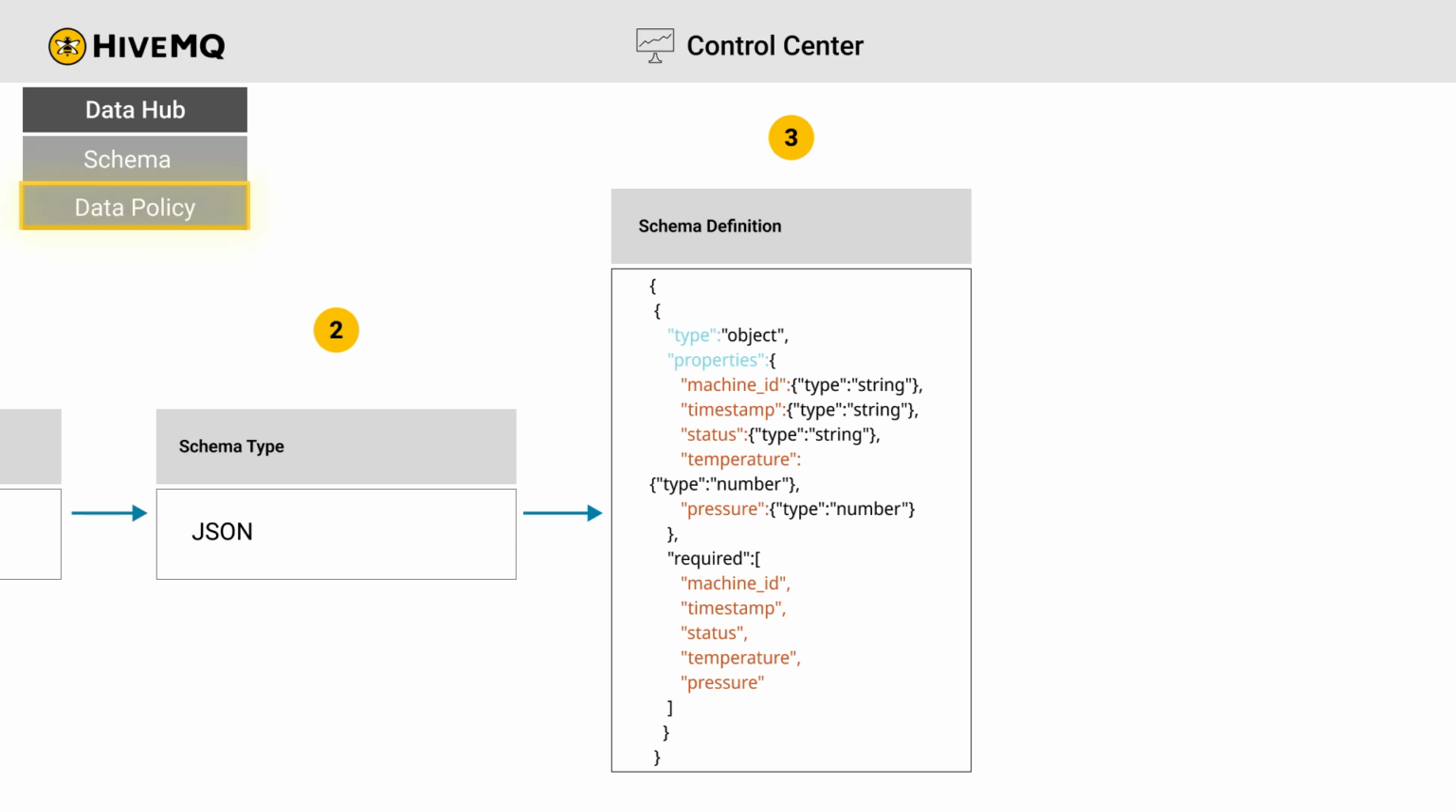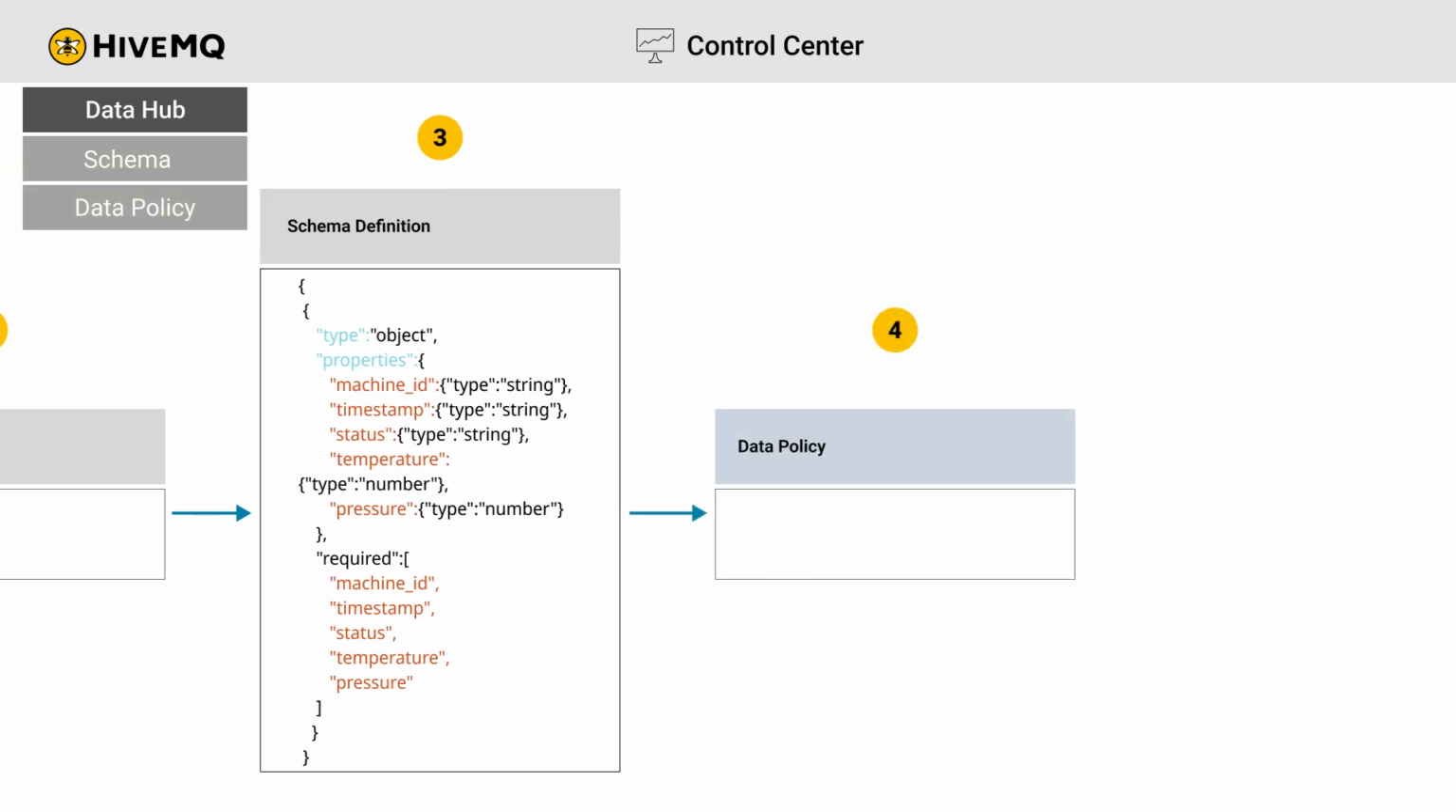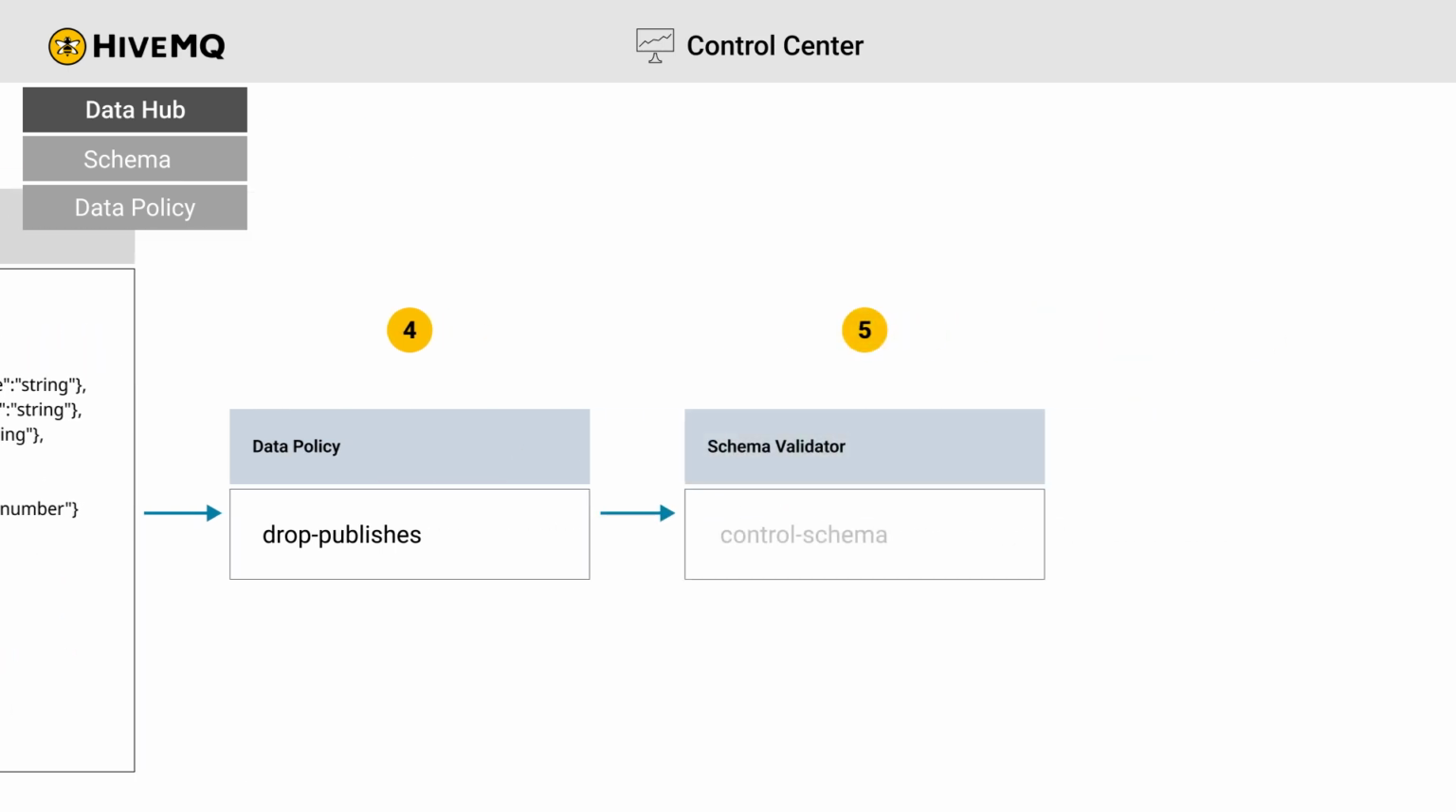This is done by creating a data policy. Step 4, create a new data policy and apply an ID. We choose drop publishes, because when published data is identified as invalid, it should be dropped. Choose our previously created schema as schema validator.